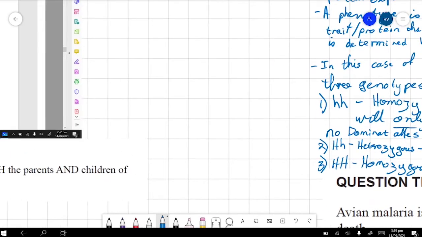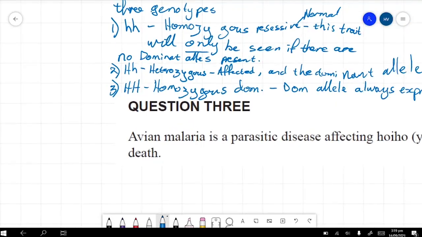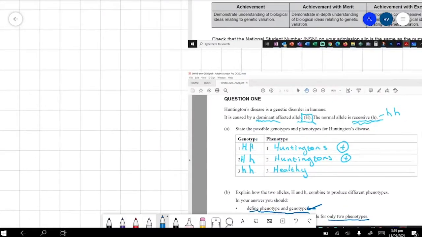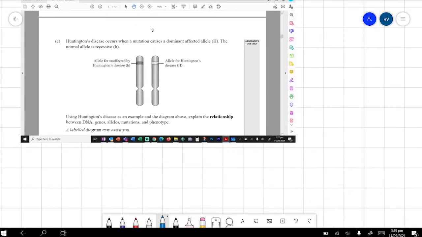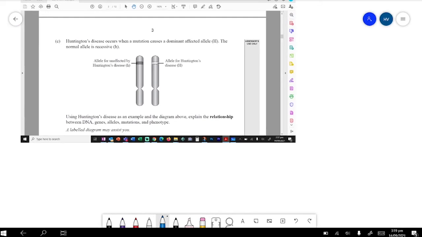Okay, so that was question, where's part C of question 1? Oh, I put it here. So Huntington disease occurs when a mutation causes a dominant affected allele, capital H. The normal allele is recessive. The allele for the unaffected is there, allele for the affected is there. Using Huntington disease as an example of the diagram above, explain the relationship between DNA, genes, alleles, mutations, and phenotypes. Okay, so we did all of this before.